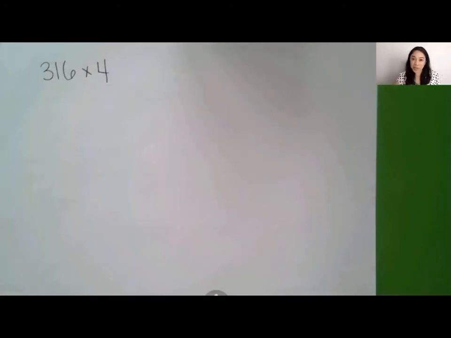The next problem that we're solving together is 316 times 4. How many hundreds, tens, and ones are in 316? 3 hundreds, 1 ten, 6 ones. Let's draw an area model with a length of 3 hundreds, 1 ten, 6 ones, and a width of 4. Do this with me now.